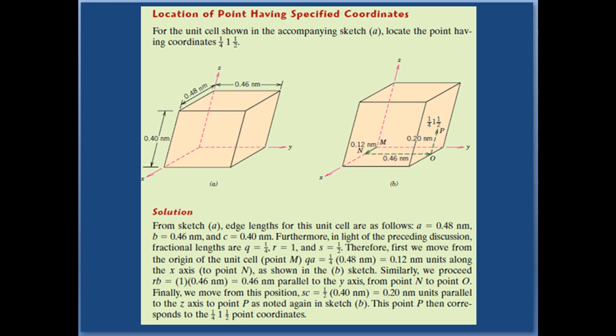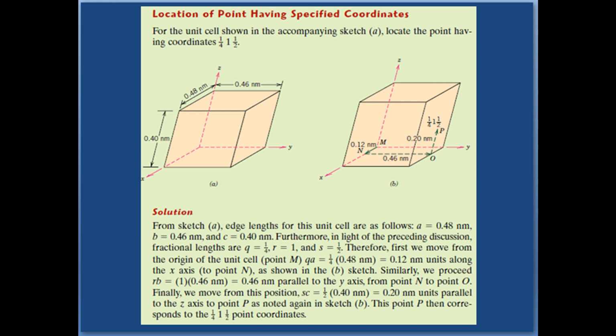We are going to locate this particular value from the unit cell. Point M is going to represent the origin of the unit cell, and along with this we are going to draw in the x direction to point N, which will be the length of QA along the x-axis. Similarly, we are going to proceed for RB, which is the length along the y-axis or parallel to the y-axis. We are going to proceed from N to O, which is the length along the y-axis, RB.